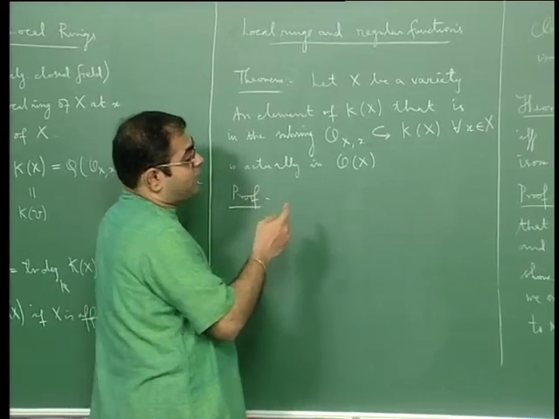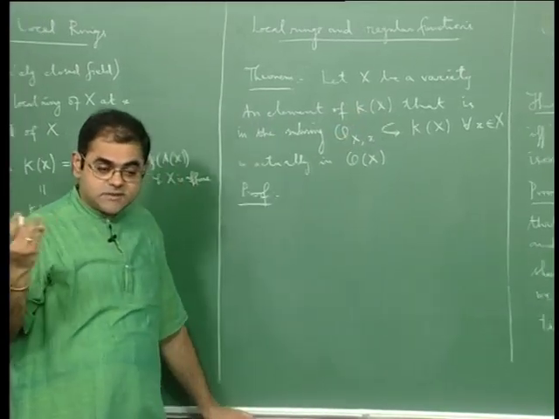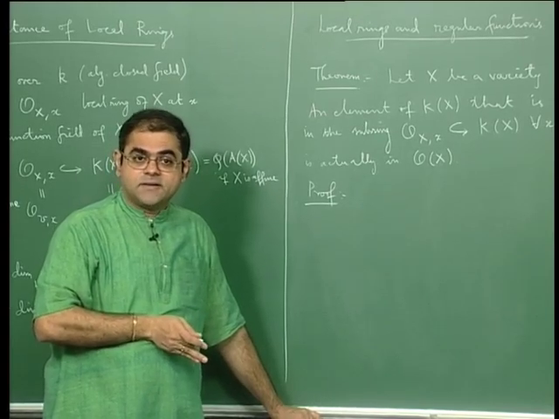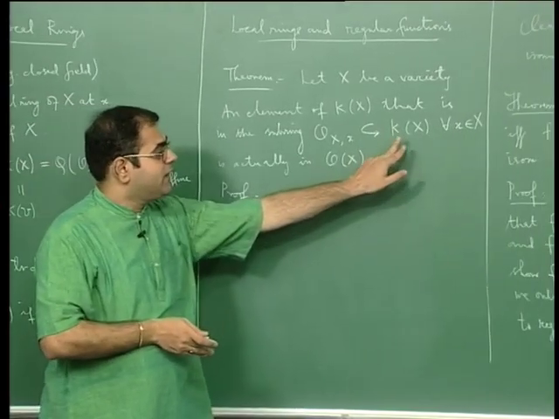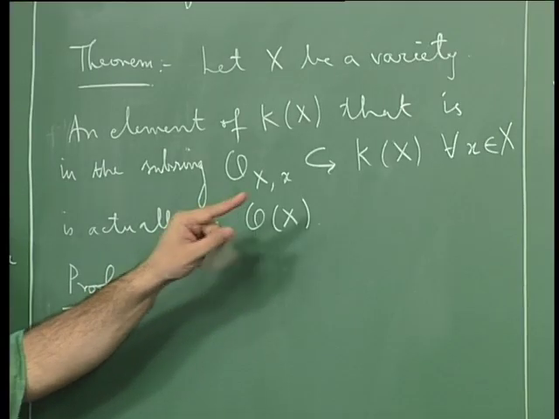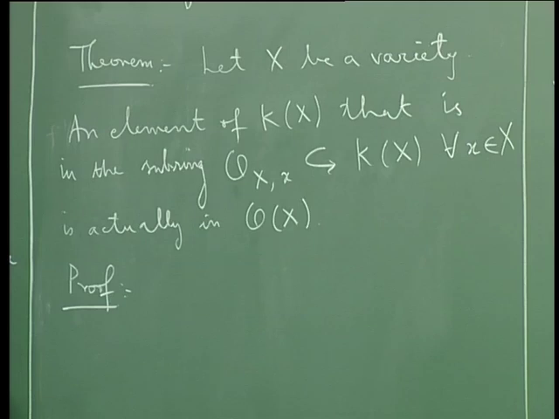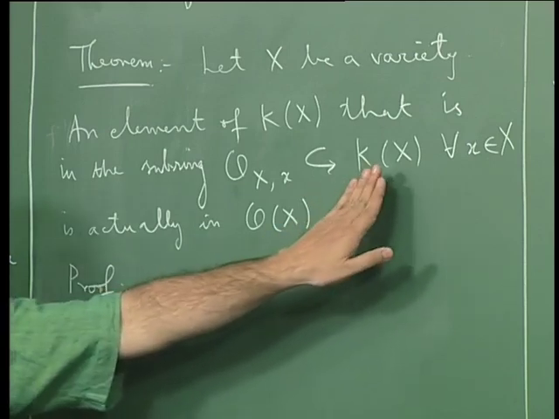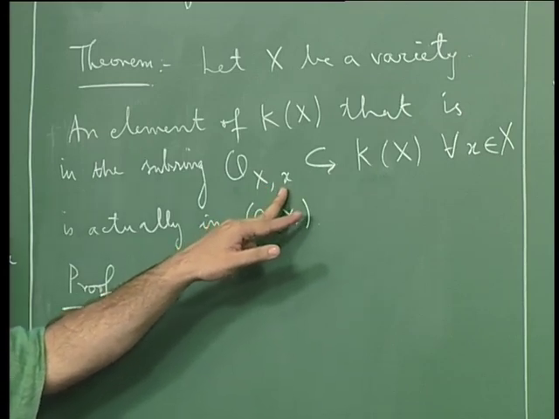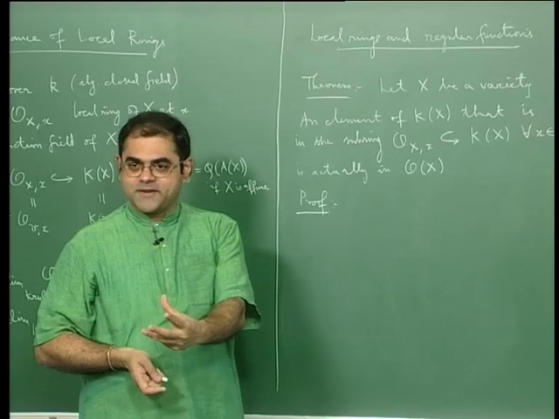The important thing is that trying to say that a rational function is defined as a regular function in a neighborhood of a point is the statement that it actually belongs to this subring. The fact that an element here belongs to a subring like this is the commutative algebraic way of saying that the rational function is actually defined in a neighborhood of the point small x, or that it can be extended to a neighborhood of the point small x.